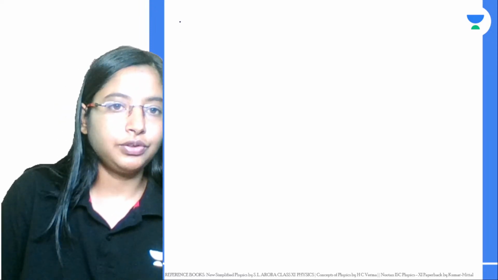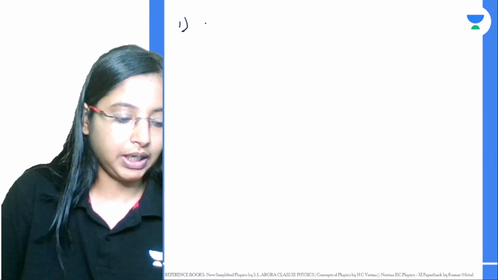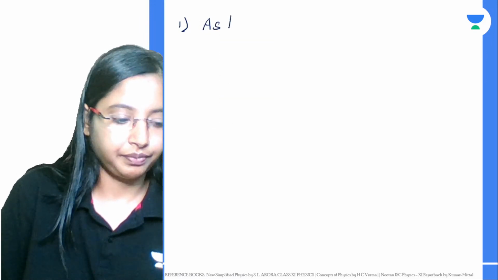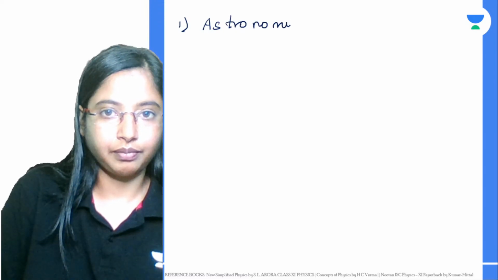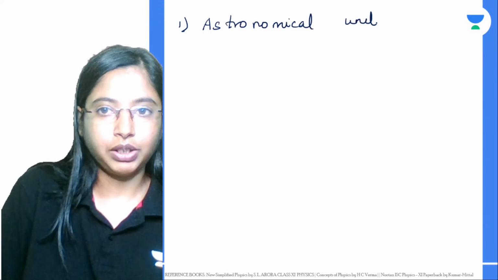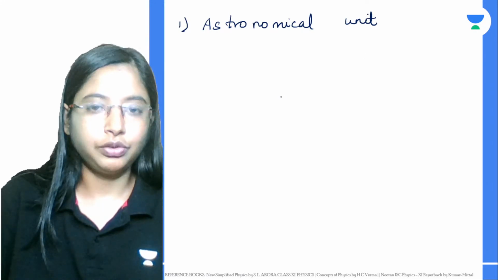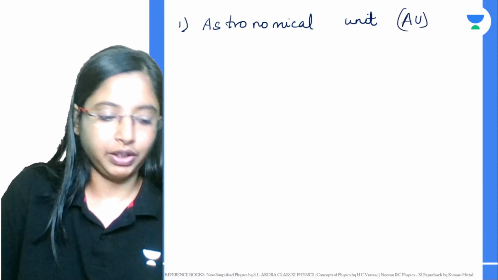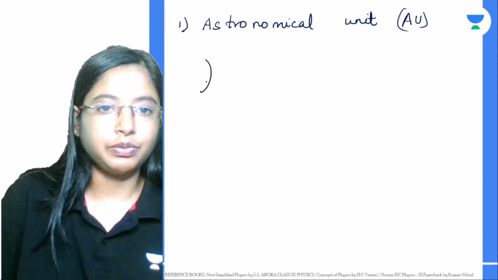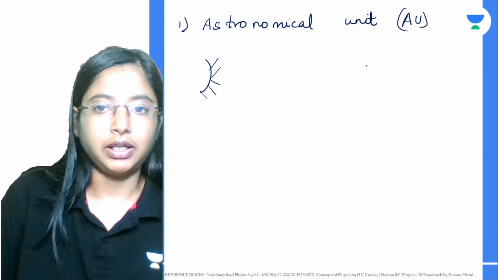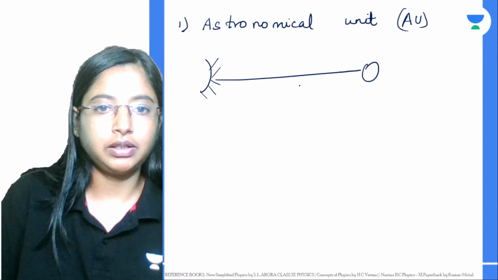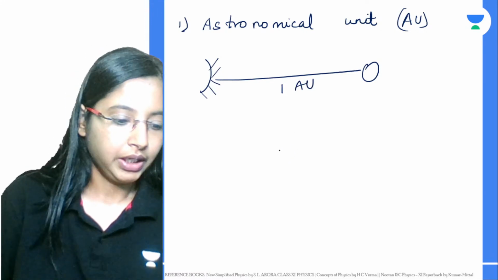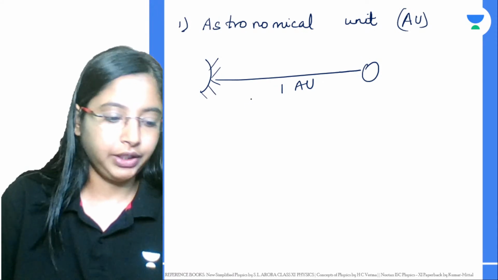The first unit that you are going to be learning is 1 astronomical unit. We give it as AU. This is the average distance between the sun and the earth. If you have the sun and this is your earth, what is the distance between the sun and the earth? That is 1 astronomical unit.